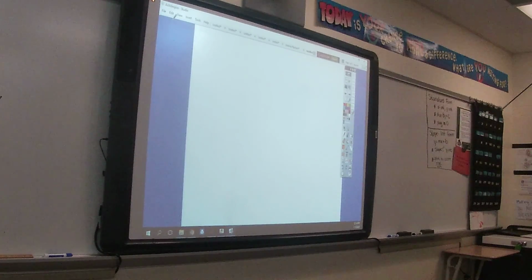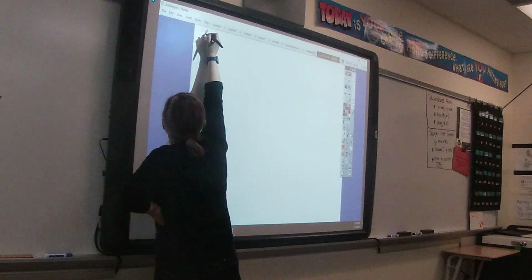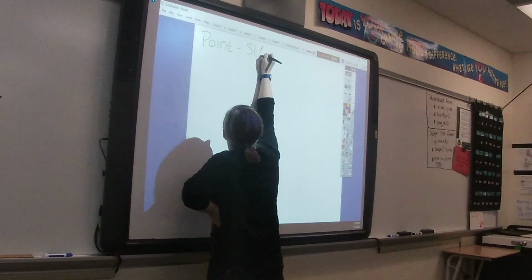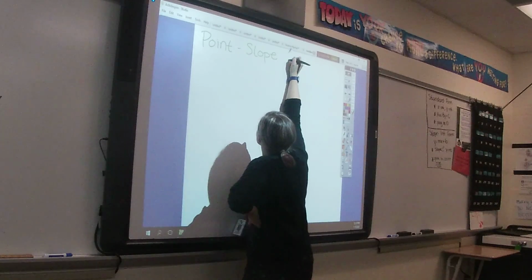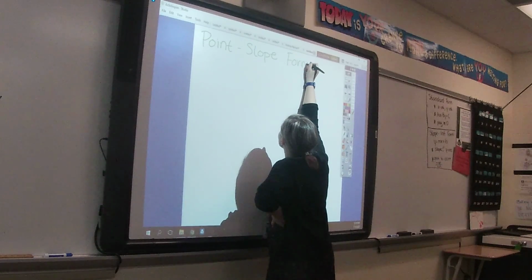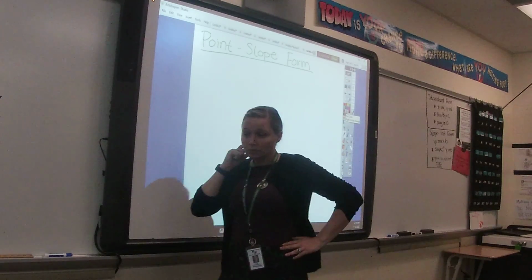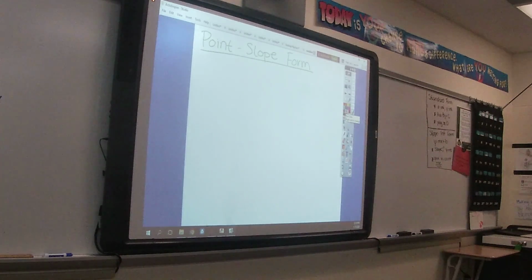The third form that we are going to be looking at today is called point slope form. Point slope form is a kind of funny little formula because it seems much more complex than the others, but when you see where it came from, it makes total sense.